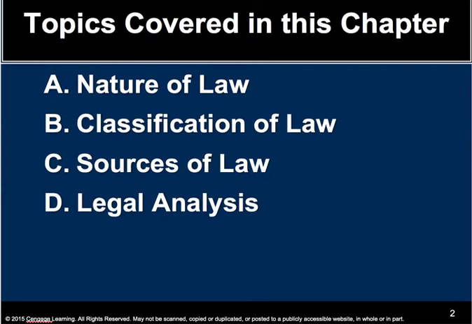Again, very, very important. With any legal problem, really, the bulk of what a lawyer does is analyze that problem. And so we're going to discuss exactly how you would analyze a particular situation or set of facts from a legal perspective.